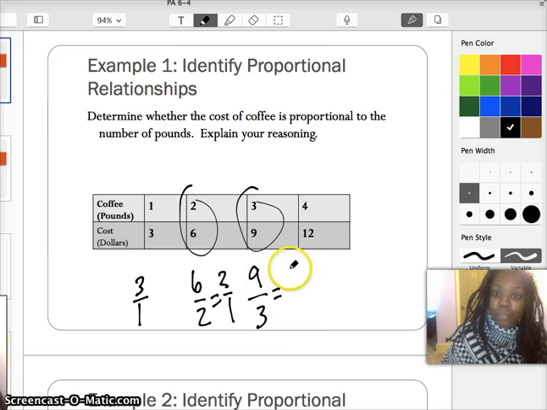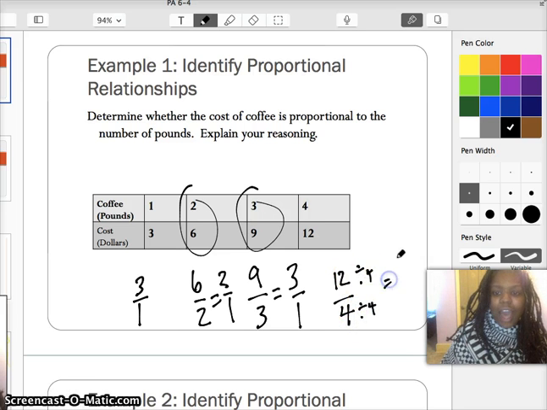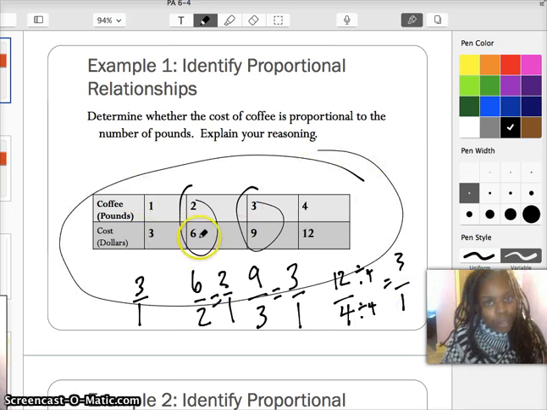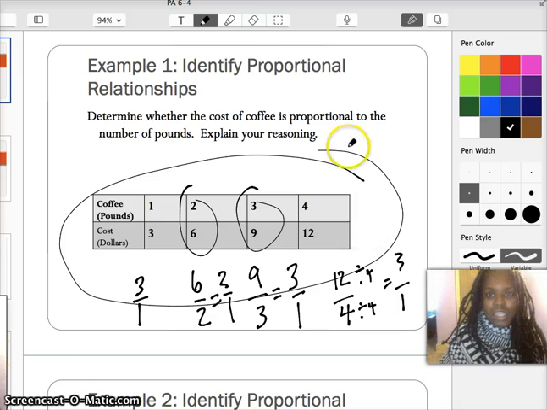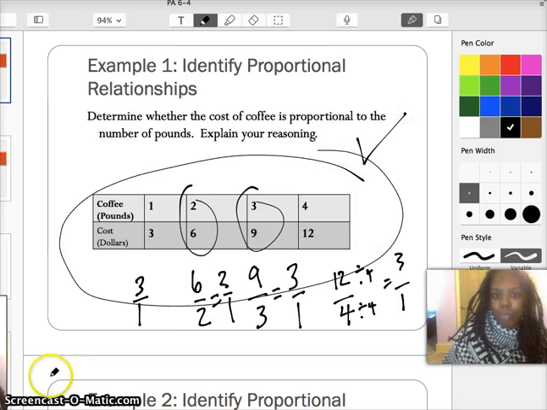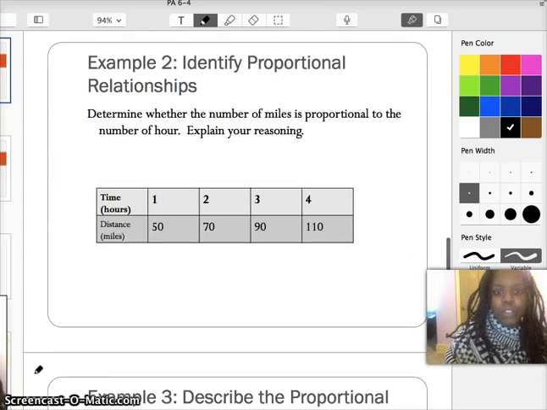Divide top and bottom by 3, I get 3-to-1. And same thing here, 12/4. When I divide top and bottom by 4, I get 3-to-1. So from here, I see that the unit rates of each of these is the same. Therefore, indeed, this is a proportional relationship. And that's my explanation. Let's look at example 2.